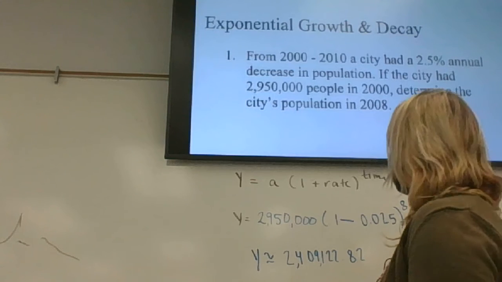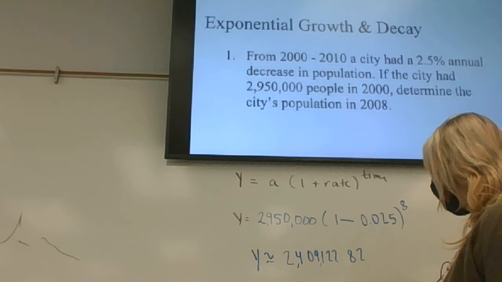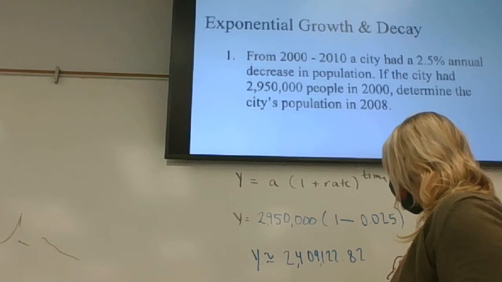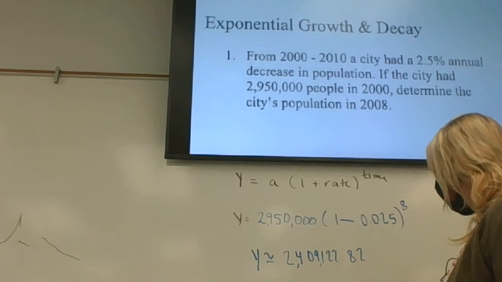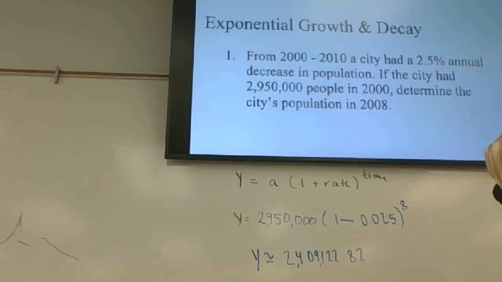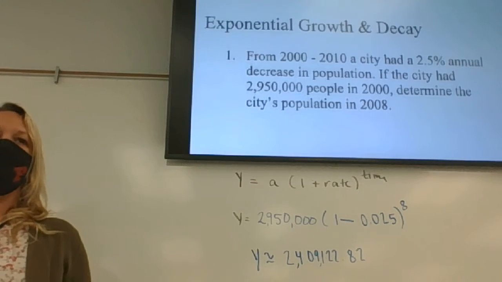So my complete sentence answer will be: in 2008, the population dropped to 2,409,123. With people, you generally round to the nearest whole number, round up. Pretty significant drop there. Anybody back my number up? Anybody do it? Feeling good?